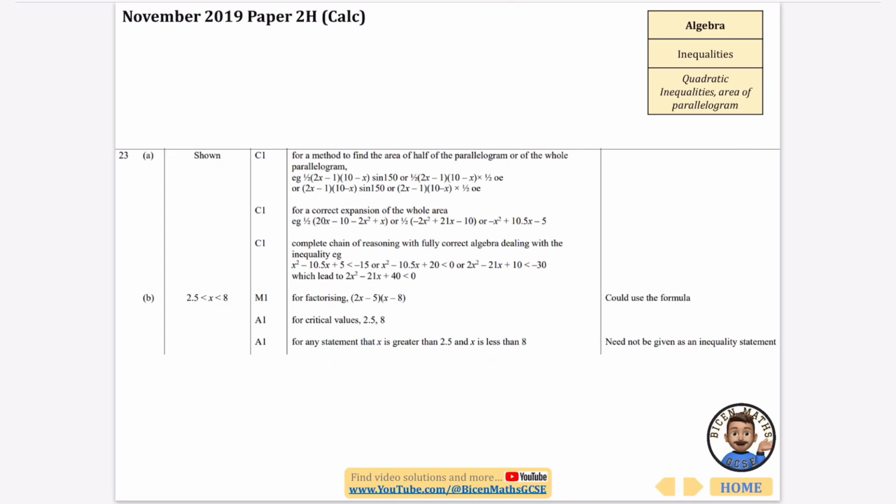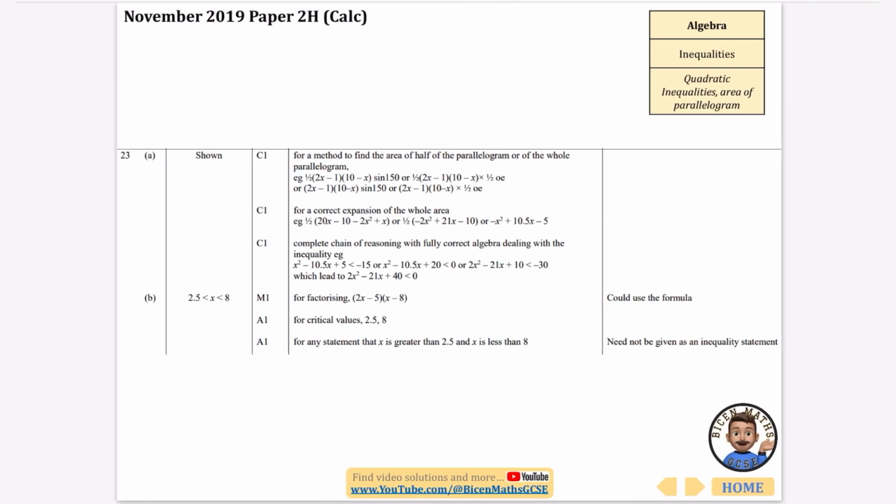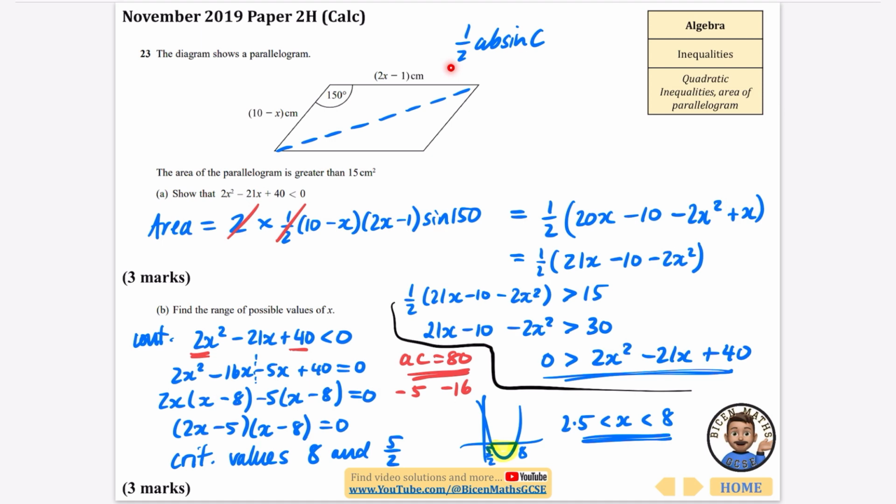Now that's everything that there is on quadratic inequalities. That last one was a bit sneaky because it blended this in as well. But generally, if I'm not sure where to put a topic, I put it in what I think the more challenging thing is, so that if you're looking at quadratic inequalities, you've hopefully come across a half ab sine C.